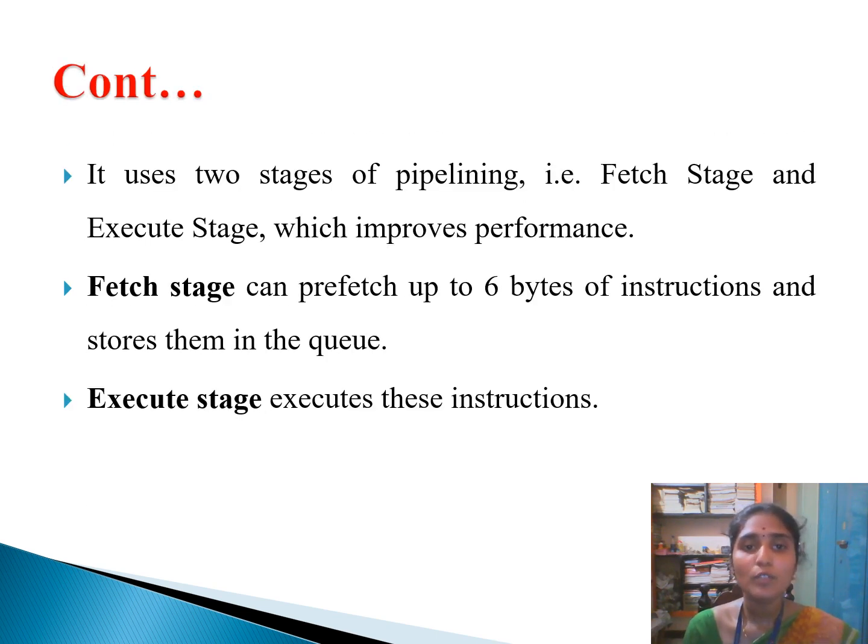8086 uses two stages of pipelining, that is fetch stage and execute stage. Both are used to improve the performance of the 8086 microprocessor. The fetch stage can prefetch up to 6 bytes of instructions and store them in the instruction queue. The execute stage executes these instructions.